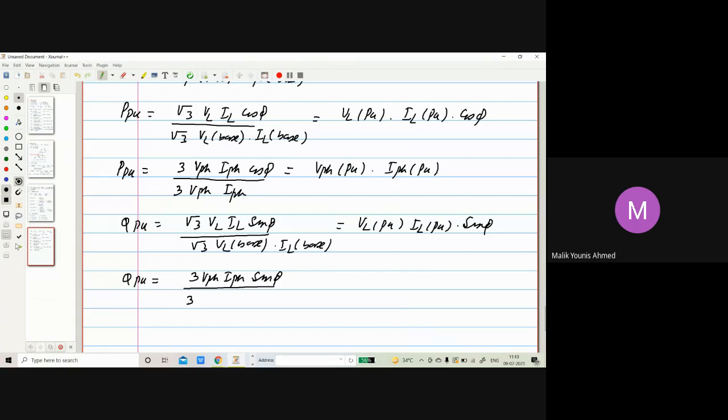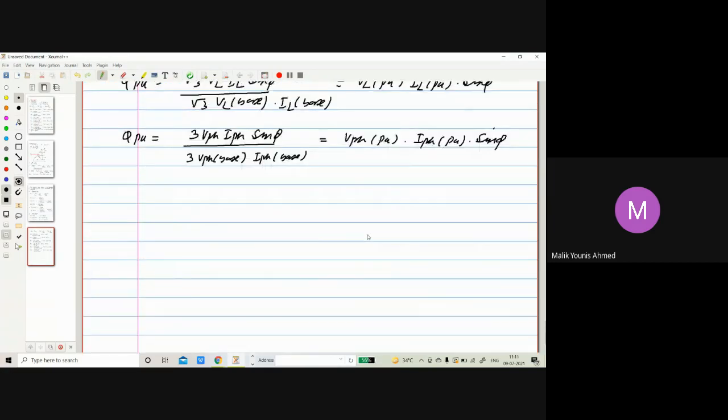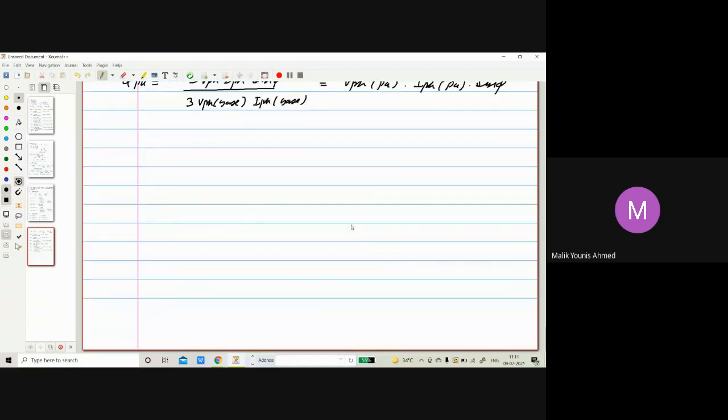Divided by 3 V phase base I phase base, gives V phase in per unit, I phase in per unit, and then multiplied by sine phi. So this is the way we are dealing with the three-phase systems, and we should know the values in terms of the real absolute terms. Then it is very simple to find them in the per unit system. So a very simple way I have shown you.